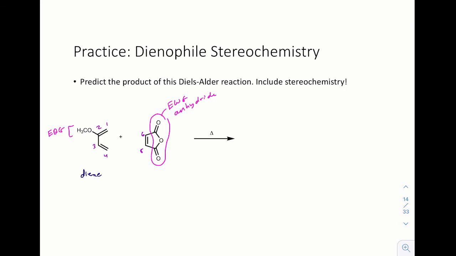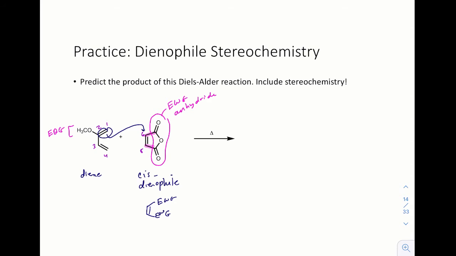The electron withdrawing groups on the two carbons of the alkene have a cis relationship to one another because they're connected. Nevertheless, this is a cis stereoisomer of a dienophile. Just a bit funny again because the electron withdrawing groups are actually connected. The Diels-Alder reaction will proceed as always.